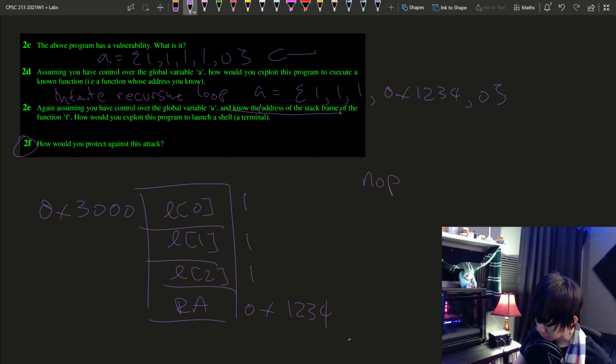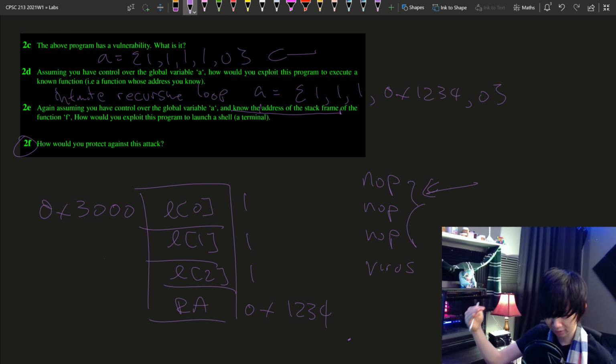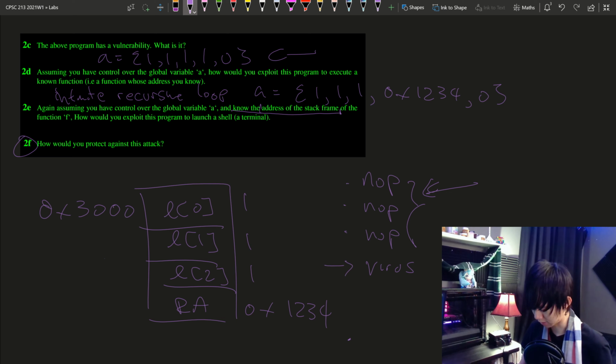And we also had something called a NOP slide. The NOP slide was to give a bigger target, so that if your virus was at the end of this NOP slide, you have a larger range of addresses to guess into. So you have a higher probability of hitting the NOP slide, and then it just goes down, so it does nothing until it hits your virus.